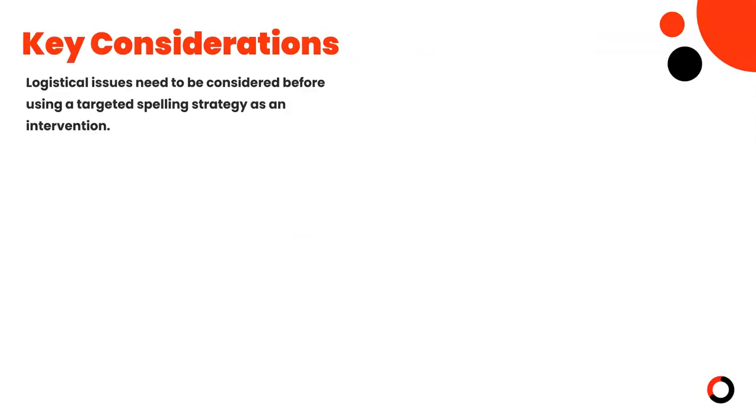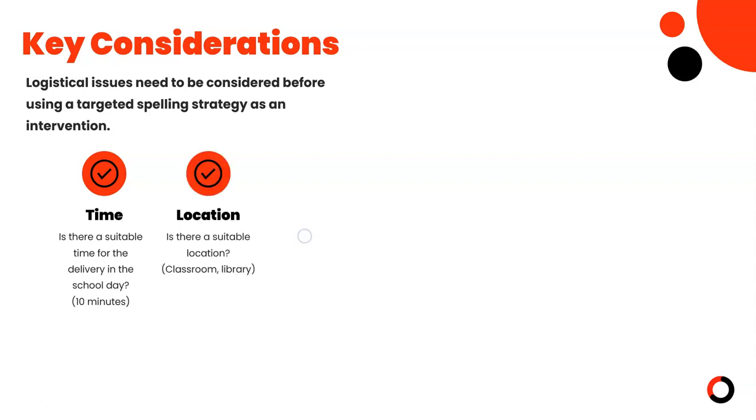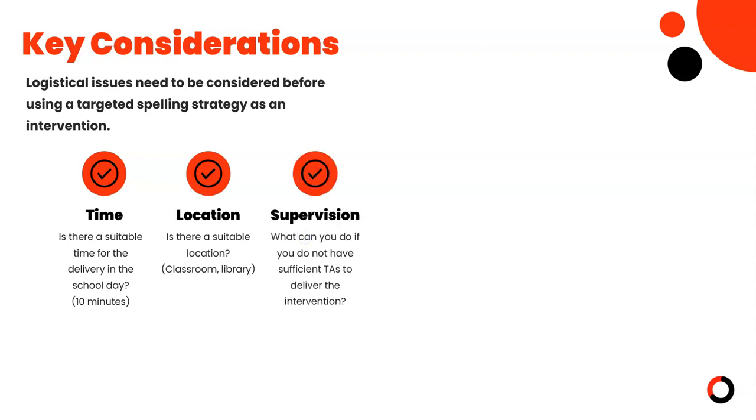So key considerations. Time. Is there a suitable time in the day for the delivery? Remember, this is a 10-minute intervention. Location. Is there a suitable location, such as a classroom or a library? Supervision. What if you do not have sufficient TAs to deliver this intervention?